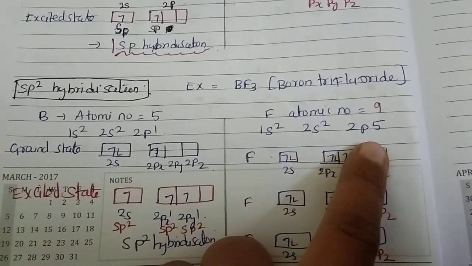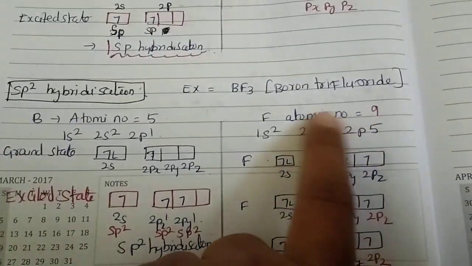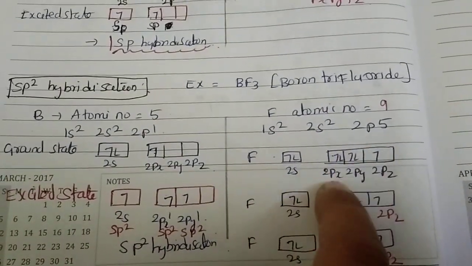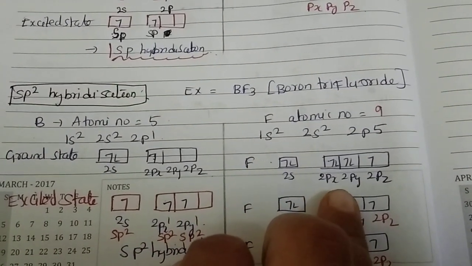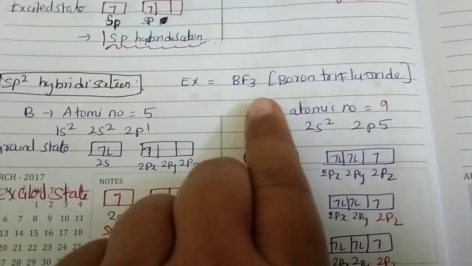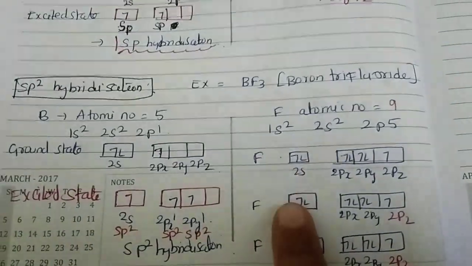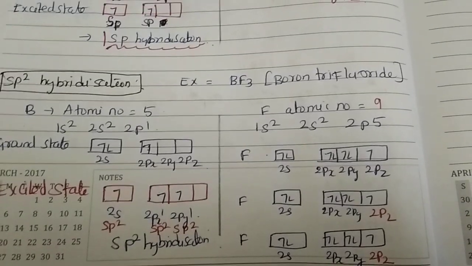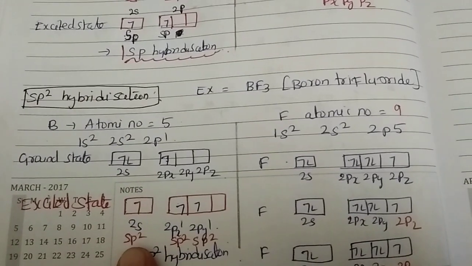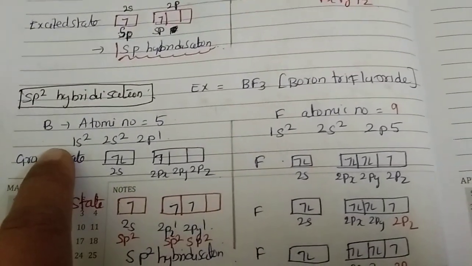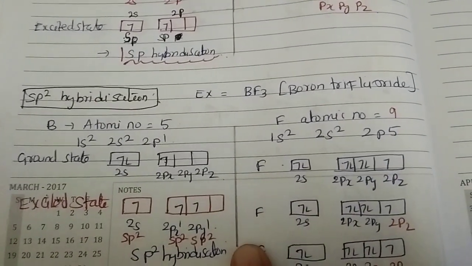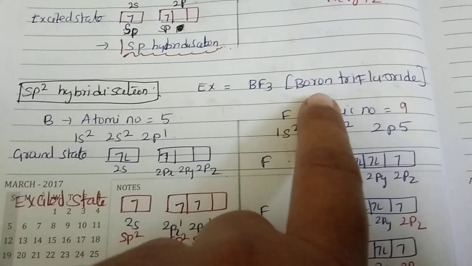Then fluorine atom, atomic number 9, 1s2 2s2 2p5 electronic configuration. So this is the outermost shell. Fluorine: 2s 2 electrons, then 2p5, you have to write like this: 2px, 2py, 2pz, 5 electrons: 1, 2, 3, 4, 5. How many fluorines do you have? 3 fluorines. So you have to write orbitals for these 3 fluorine atoms. Now the sp2 hybridized orbitals of boron overlap with the 2pz orbitals of fluorine, forming the boron trifluoride structure.